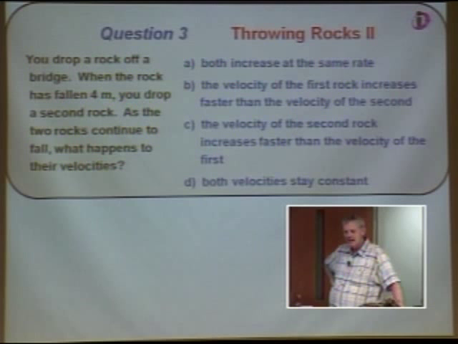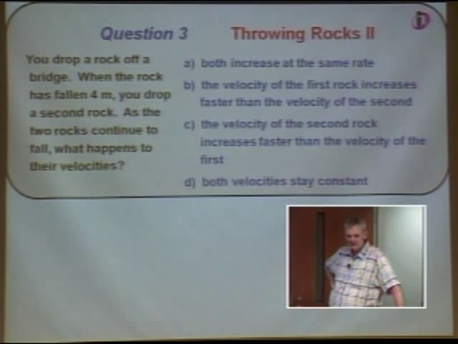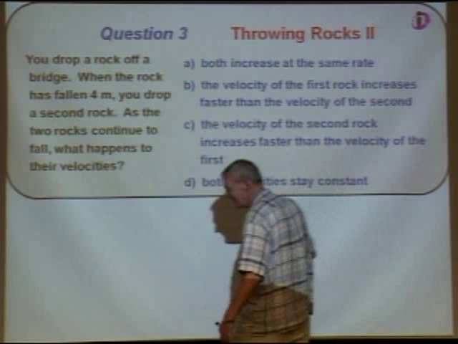This gets down to the actual definition of acceleration. This one's a tricky one.